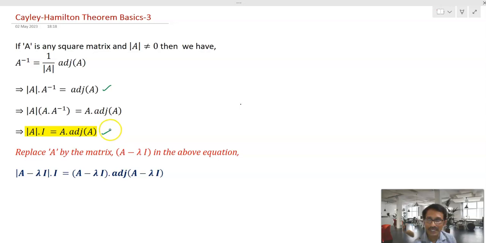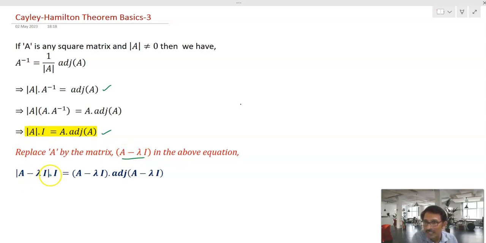So, this is true with any matrix A. Of course, even if det A is equal to 0, this is true. Okay, the part shaded in yellow is true for singular matrices also. Now, let us replace A. This is true for any square matrix. Suppose I replace that with A minus lambda I. So, A minus lambda I is also a matrix, a square matrix. So, just replace A by A minus lambda I.